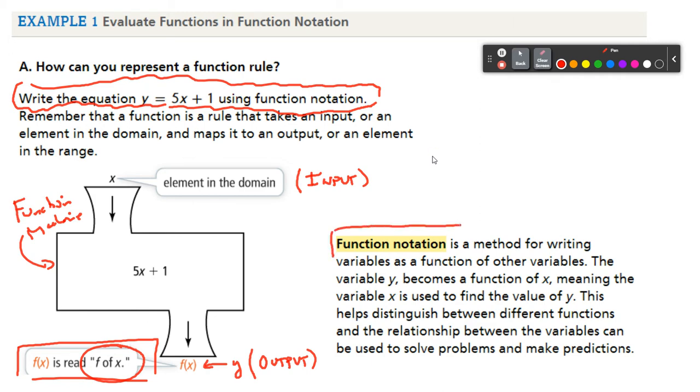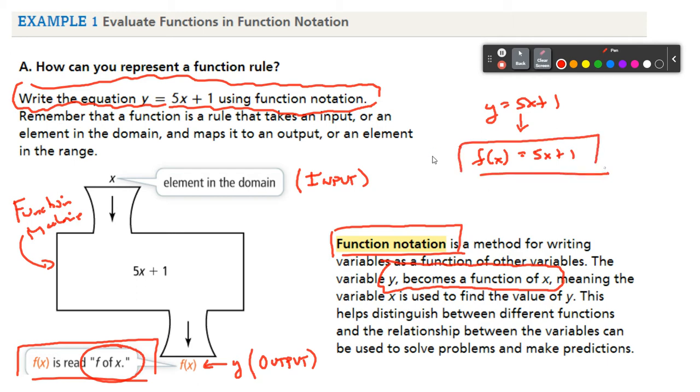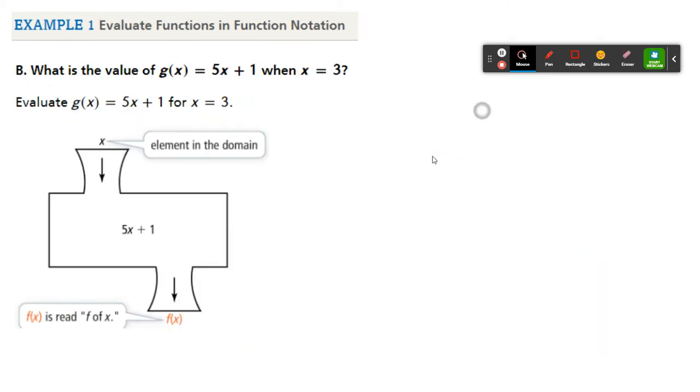So function notation is just a way to write an equation. Typically it's y as a function of x. So instead of putting y equals 5x plus 1, we're simply going to take the y and replace it with f of x. f of x equals 5x plus 1. And this is what we mean by function notation. No big deal. Input an x, you get out a y, we just call it f of x now. No big deal. All right, so let's keep cooking.